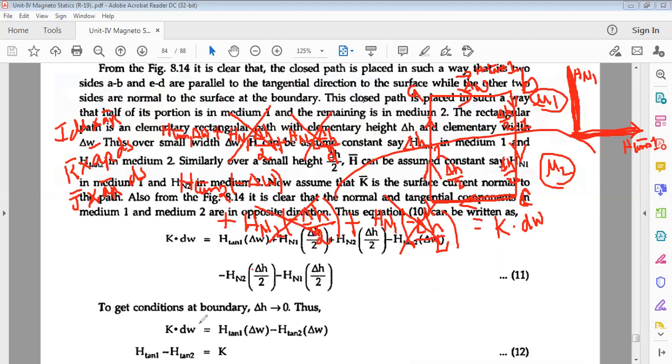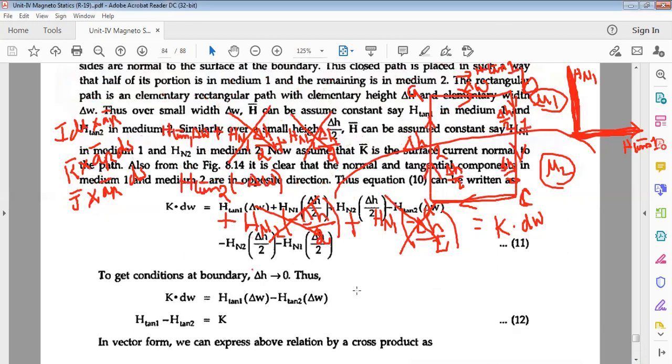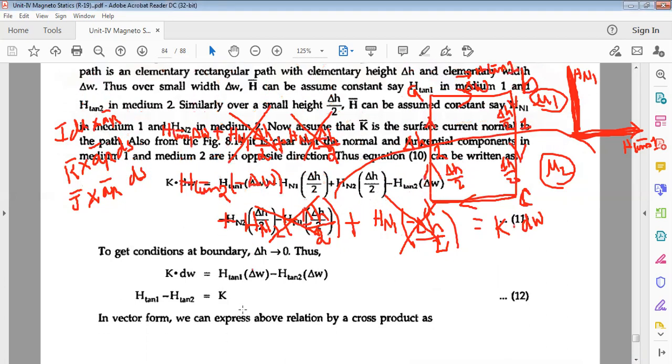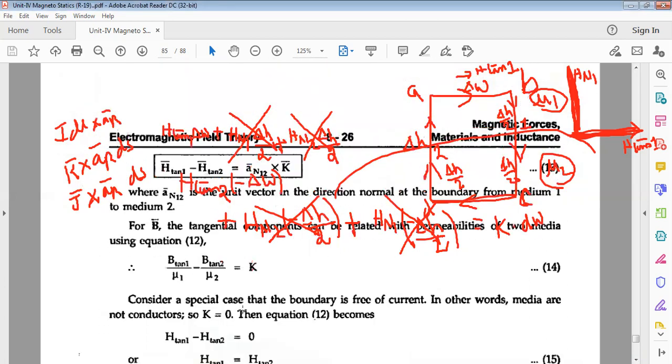And this is also delta omega only, my students. Whenever we write it as an integral value, K dot delta omega, the K value and integral d omega you can take as delta omega. And both sides of delta omega get cancelled. H tan 1 minus H tan 2 is equal to K. Got it, my students?